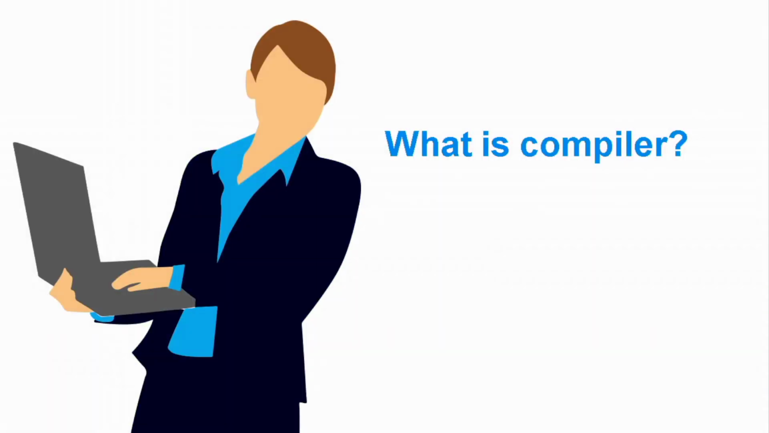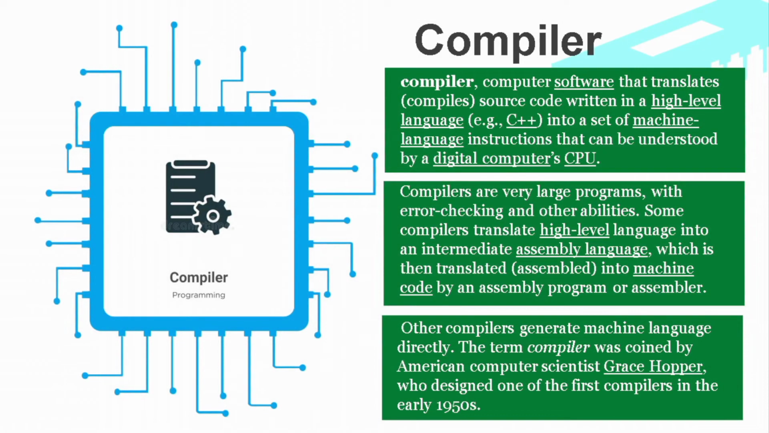So what is a compiler? A compiler is computer software that translates or compiles source code written in a high-level language, for example C++, into a set of machine language instructions that can be understood by a digital computer's CPU. Compilers are very large programs with error checking and other abilities.